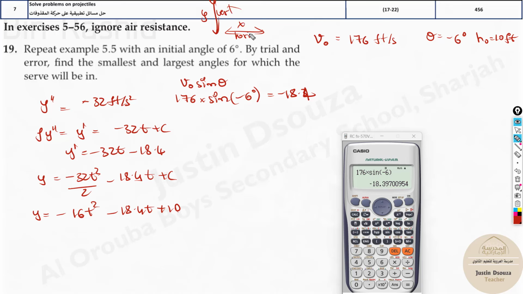Now we will take x double dash. What is it? 0. What is x dash? Directly write c. What is c now?